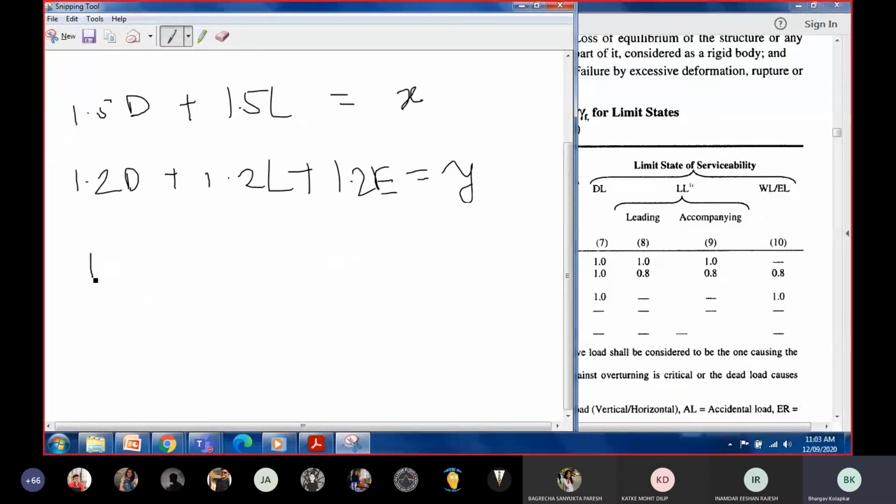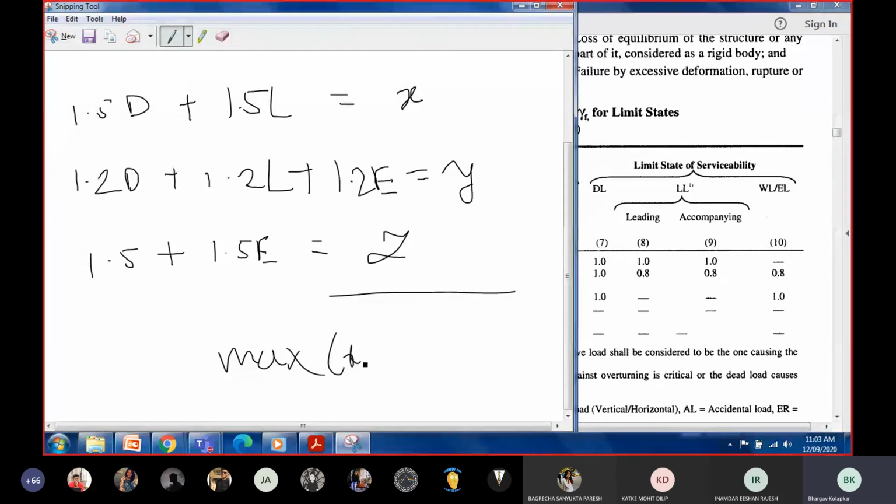Let us look at our third combination. Say 1.5 dead plus 1.5 earthquake. This will give you Z. What you do is you take the maximum of X, Y, and Z, and then you design the structure for this maximum value. Did I answer your question?